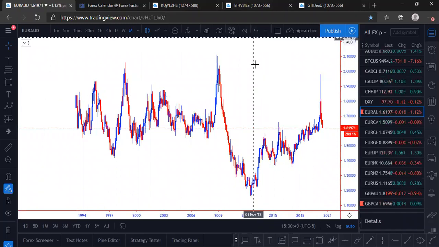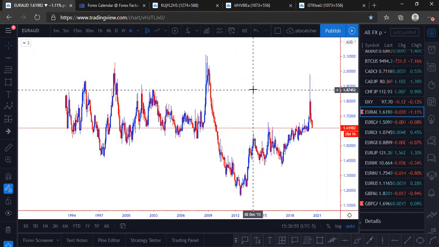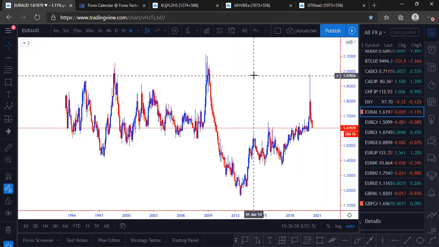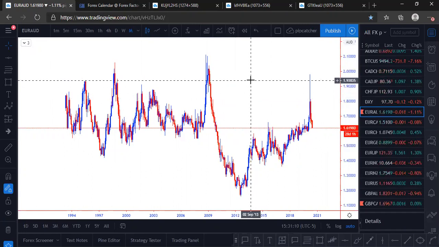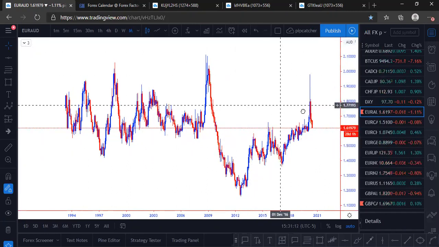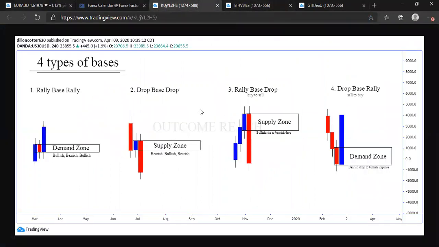And this one, we are going to be talking about entries for supply and demand, your supply and demand bases, for refining your entry in your supply and demand zones. So if we look at this chart right here that I made, it has the 4 types of bases that we will be looking at in today's lesson.